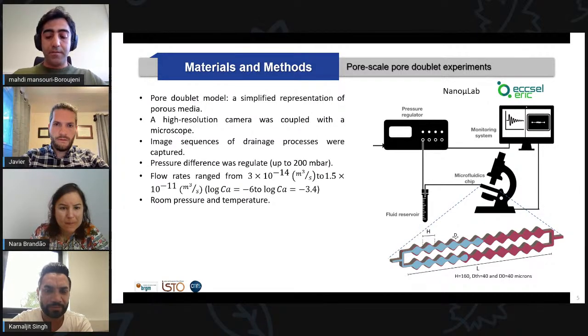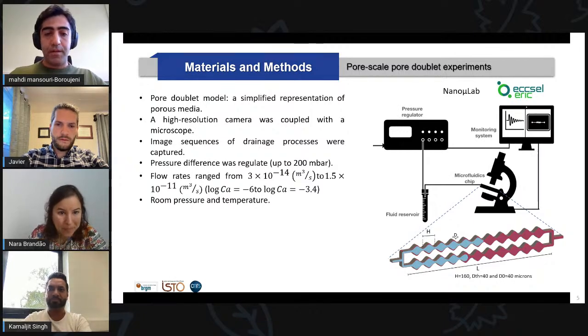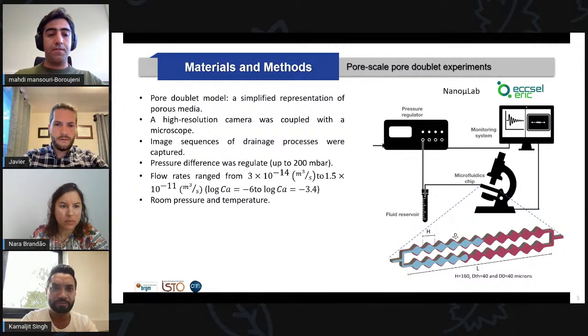We have a high resolution camera coupled with a microscope, and the flow is regulated with a pressure regulator in the porous medium. We are able to monitor the displacement in our microfluidic experiments in a nano-micro lab, which is part of a European research infrastructure here in Orlando. We use PDMS microchips, and the wettability is altered so that every time we are at drainage conditions. We use different fluid pairs to have different mobility ratios, and we go from very low flow rates to high flow rates to have different flow regimes.